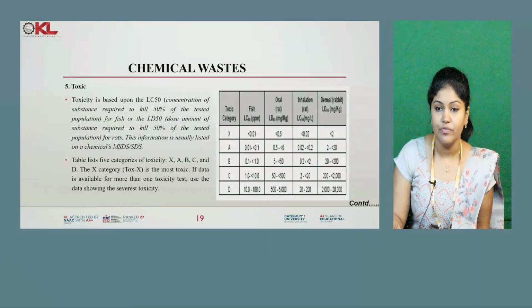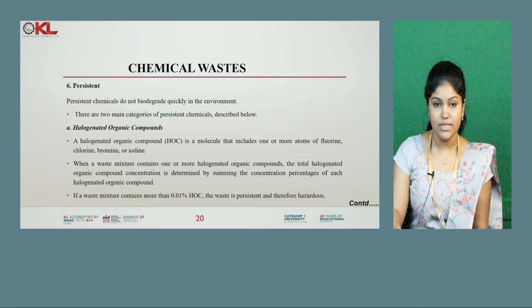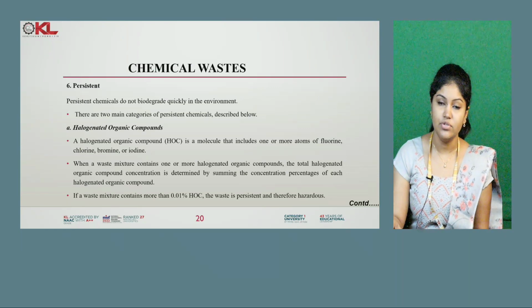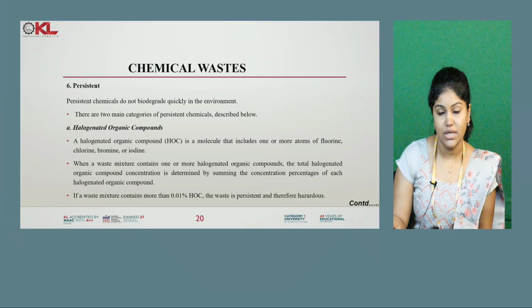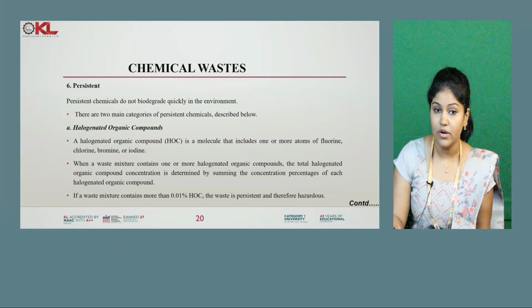Toxicity will be based on chemicals, so it will vary based on each and every chemical. Sixth one is persistent. Persistent chemicals do not biodegrade quickly in the environment. Persistent means it won't degrade, it will persist in the environment for a long time. There are two main categories of persistent chemicals.